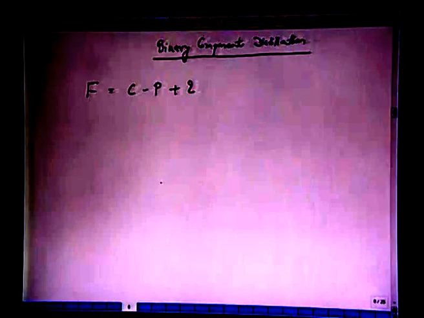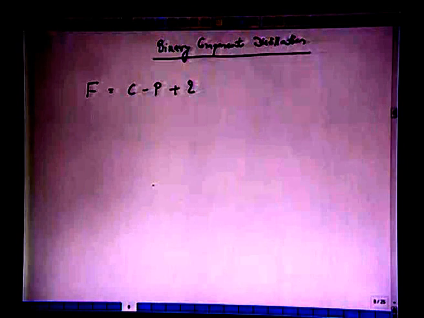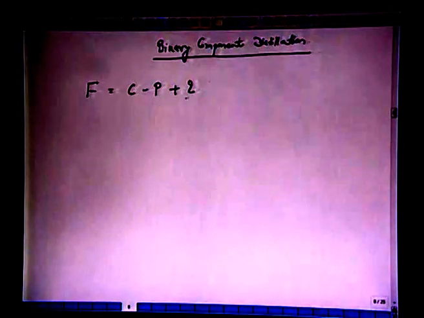So, for simplicity, we will focus mostly on binary component distillations, and we will spend a very small amount of time on multi-component distillations. First thing is of course degree of freedom, which we know from your previous course on thermodynamics. Degree of freedom can be written as C minus P plus 2.